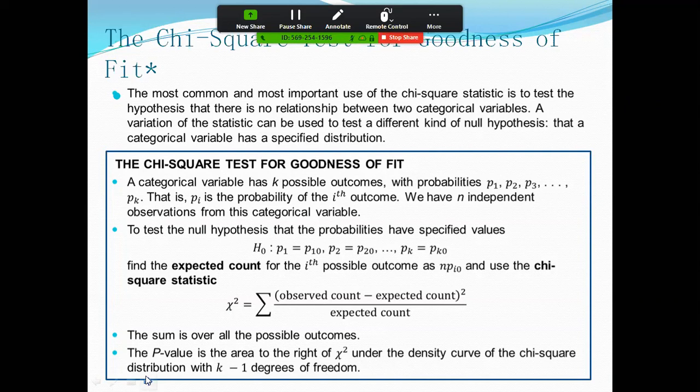Find the expected count for the ith possible outcome as n times pi0, and use the chi-square statistic. Chi-square equals the sum of the quantity observed count minus expected count, squared, divided by the expected count. The sum is over all possible outcomes. The p-value is the area to the right of the chi-square statistic under the density curve of the chi-square distribution with k minus 1 degrees of freedom.